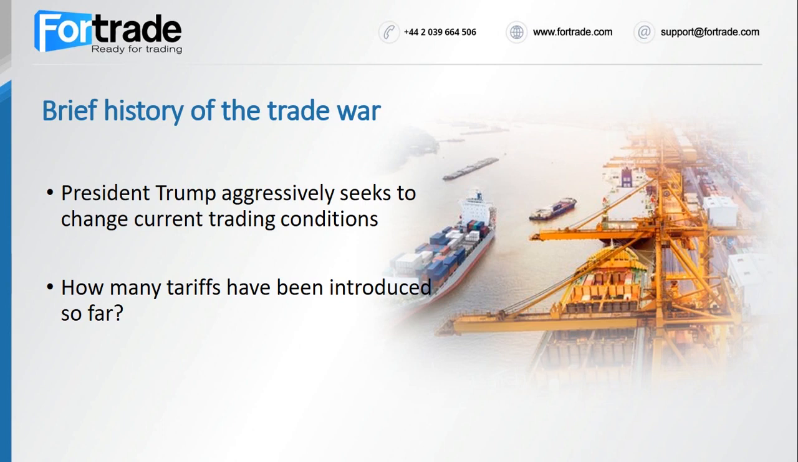President Trump was elected on a platform of America First, and one of his campaign promises was to reverse what he saw was the unfair trading position of the US against its partners. For years, China has been accused of benefiting from the current trading conditions, stealing US intellectual property, and taking American jobs.